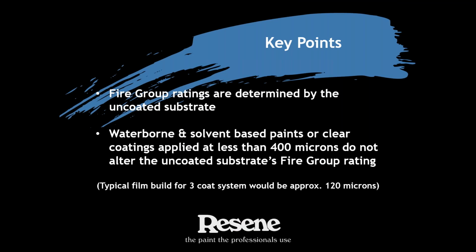Now, this first note here is really where it's all at. Fire group ratings are determined by the uncoated substrate. So waterborne or solvent-borne paints put on at their normal film builds do not alter the uncoated fire group rating of the substrate. Just to give you an indication, a normal film build of a paint coating is about 120 microns, so 40 microns per coat. There's 1,000 microns in a millimeter, so 40 microns is pretty thin, and three coats is 120 microns.